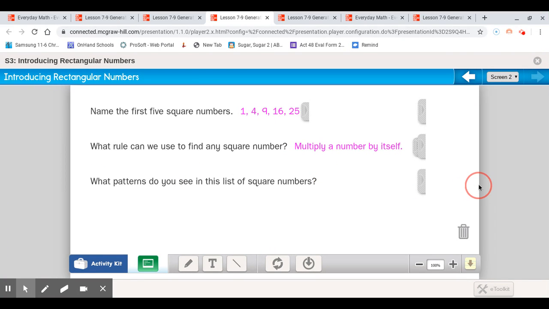What patterns do you see in this list of square numbers? Patterns we could see is this one is plus 3, plus 5, plus 7, plus 9 as we go through. We could also say that each one is the answer to 1 times 1, 2 times 2, 3 times 3, and so on.